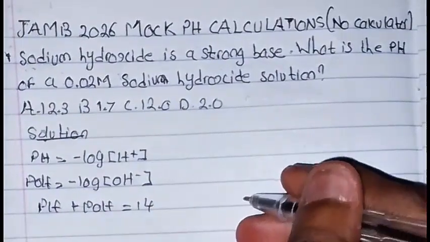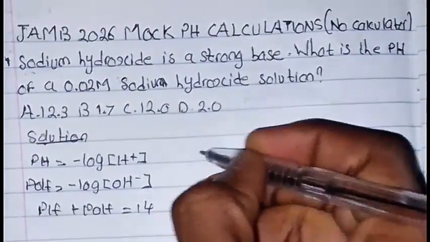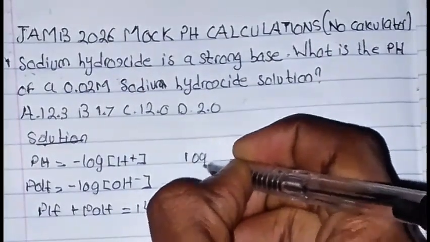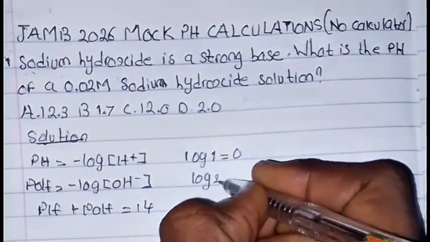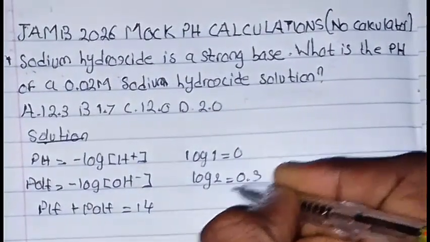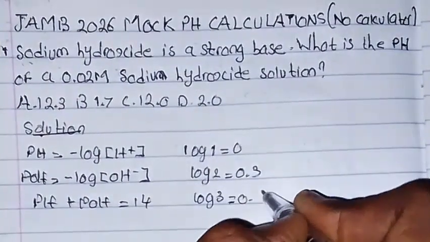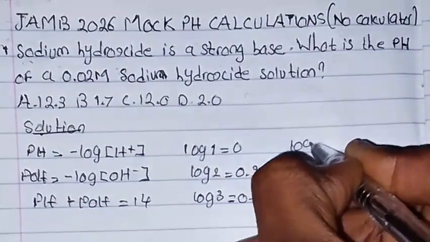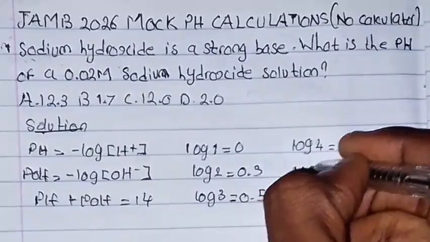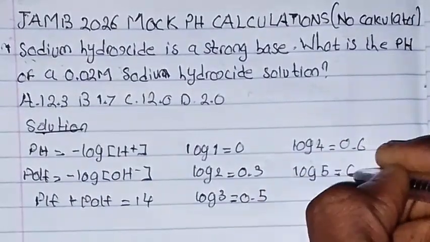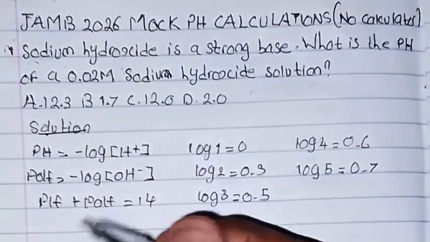Now, to solve this without a calculator, there are 5 log values you need to know. The first one is log 1. Log 1 is equivalent to 0. Log 2 is equivalent to 0.3. Log 3 is 0.5. Log 4 is 0.6, and lastly log 5 is 0.7. Alright, so let's now find the pOH of sodium hydroxide.